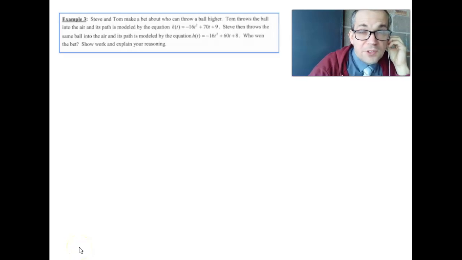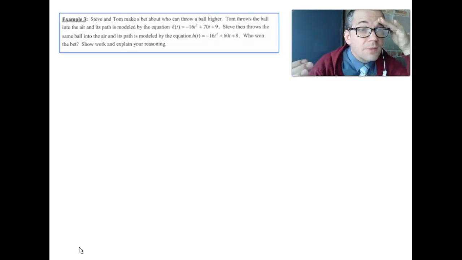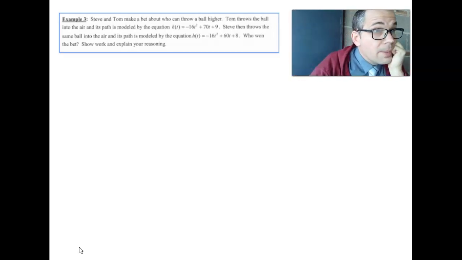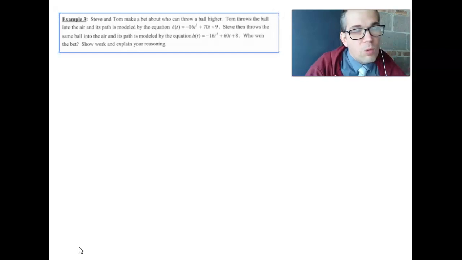Example 3, we have a different situation happening. We're not telling you what the initial velocity or the starting value is. We're giving you the actual equations themselves. It's a situation where you can read the problem yourself, but we want to figure out who threw the ball higher.